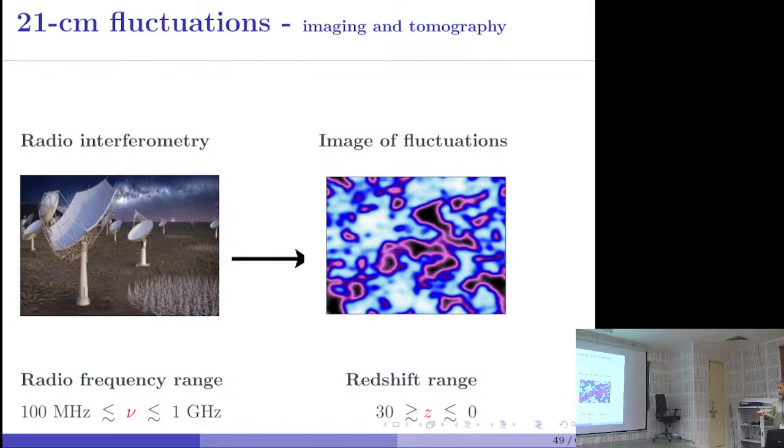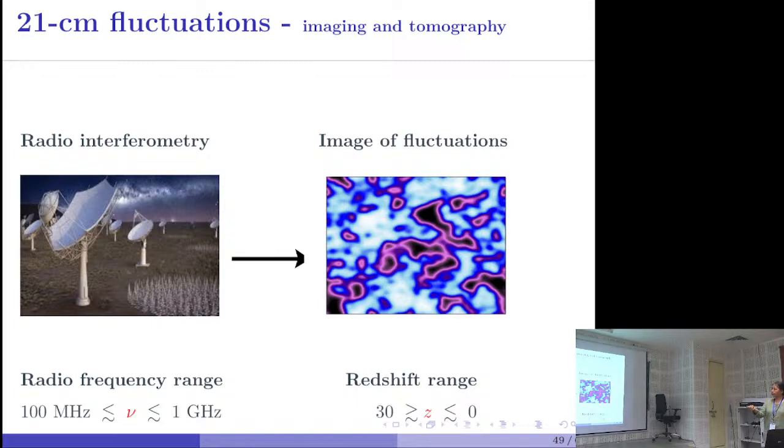This is like for the SKA frequency range, 100 megahertz to 1 gigahertz. Because of the 21 centimeter line, this will convert into a redshift range of 30 to 0 on a very optimistic scale. But of course, starting with maybe 10 or so is what we are going to start with.